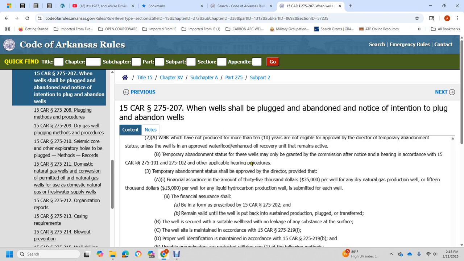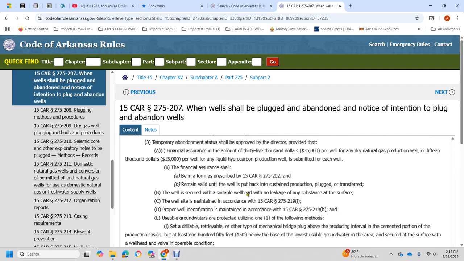Temporary abandonment status may be approved by the director provided financial assurance in the amount of $35,000 per well for natural gas production wells and $15,000 per well for hydrocarbon production wells is submitted for each well. Financial assurance shall be in the form prescribed by Title 15 Code of Arkansas Rules 275-202 and shall remain valid until the well is put back into production, plugged, or transferred. The well is secured with a suitable wellhead that is not leakable to any substance, and the wellhead shall be maintained according to Title 15 Code of Arkansas Rules 275-219I.